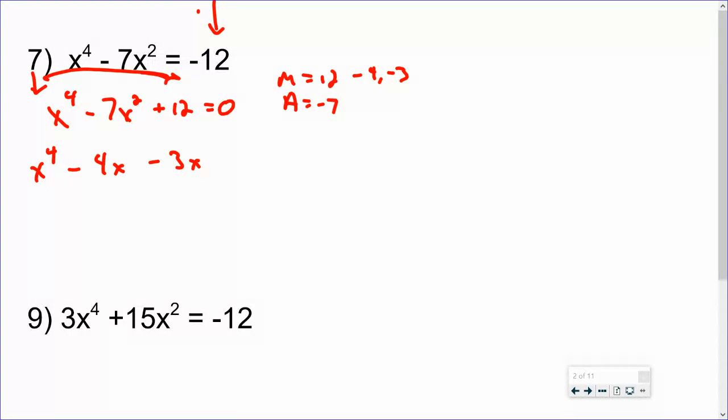Now, I'm used to just putting an x, but see how this is x squared? This must have the same degree as the middle term. So that's how I get this. And then this one comes down plus 12.